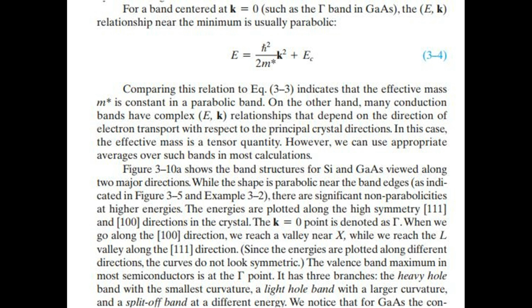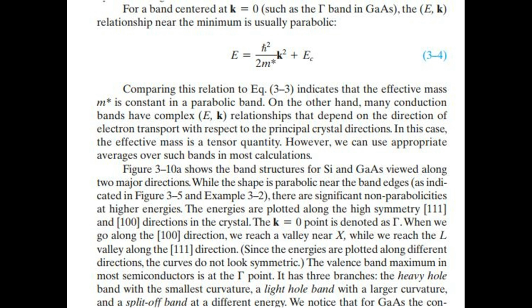Figure 3.10 shows the band structures for silicon and gallium arsenide viewed along two major directions. While the shape is parabolic near the band edges, as indicated in figure 3.5 and example 3.2, there are significant nonparabolicities at higher energies. The energies are plotted along the high symmetry 111 and 100 directions in the crystal. The k = 0 point is denoted as Γ. When we go along the 100 direction, we reach a valley near X, while we reach the L valley along the 111 direction. Since the energies are plotted along different directions, the curves do not look symmetric.